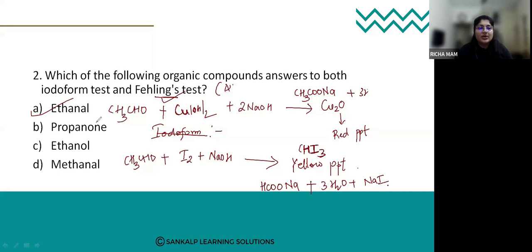Among these, propanone is a ketone, so a ketone won't answer this test. Ethanol is an alcohol, so an alcohol also won't answer this test. Methanol is also wrong. So A is the correct answer. Let us go for the next one.